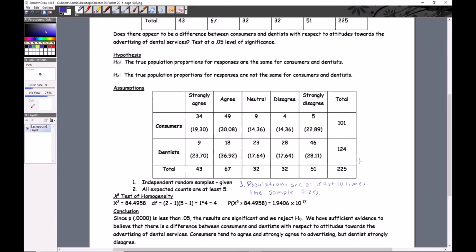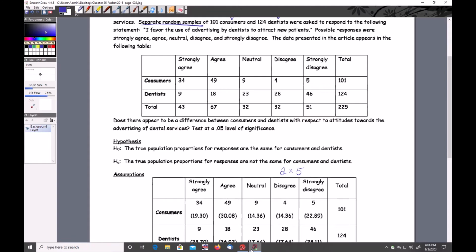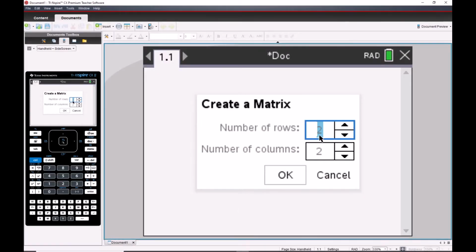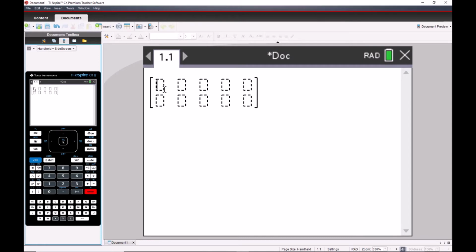Okay. So rows go horizontally, and columns are like columns in a building. They're straight up and down. So this is going to be 2 rows by 5 columns. 2 by 5. So that's the kind of matrix that we're going to create. It's already got the 2 here for the rows, so tab down and change that to a 5, and then tab to OK. And we're going to enter all of the observed values in those fields.